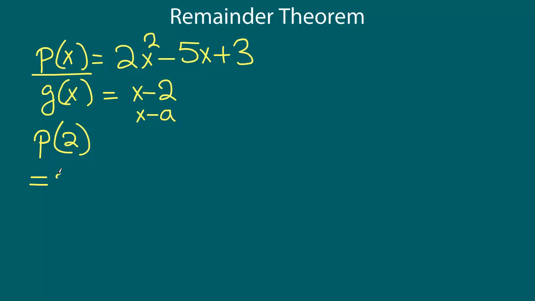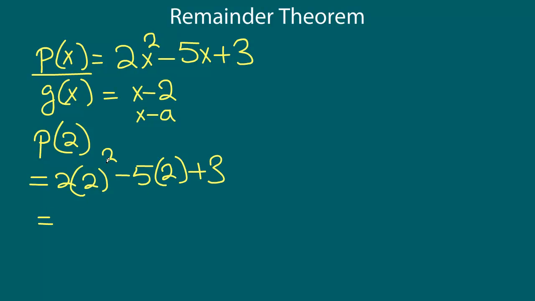So let's find out. Instead of x, we put 2 here. So we get 2 times 2 squared minus 5 times 2, plus 3. 2 squared is 4, 4 times 2 is 8. 8 minus 10, plus 3. So 8 plus 3 is 11, minus 10 is 1. So the remainder theorem is saying that when we do this division, our remainder should be 1.